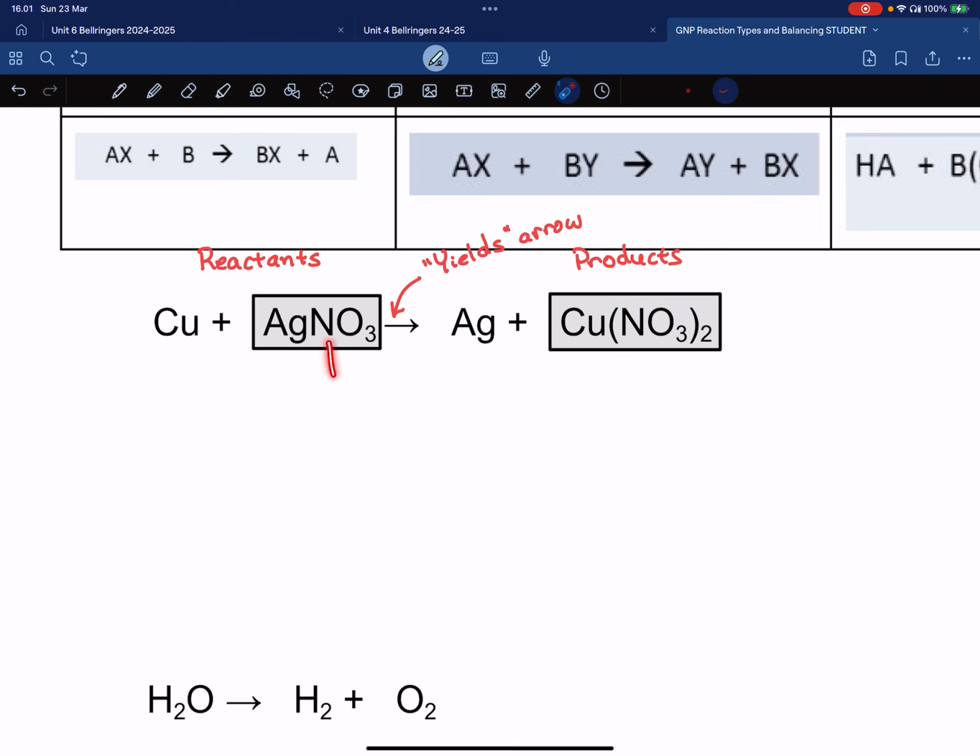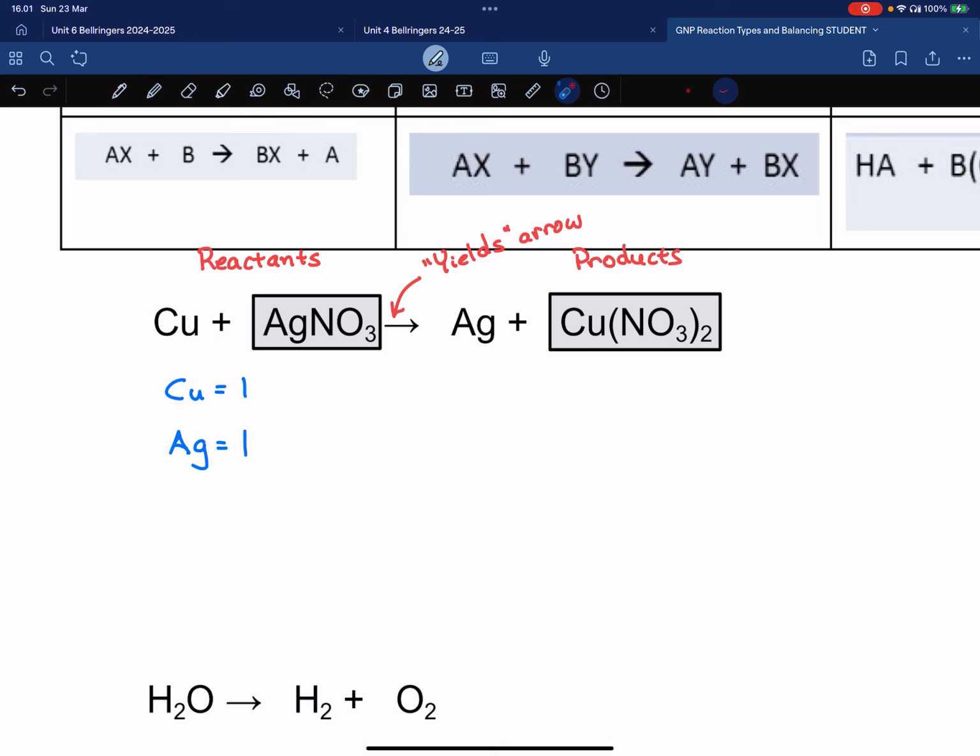You don't get to decide that silver nitrate is not AgNO3. You don't get to decide that copper nitrate is not Cu(NO3)2. So hands off everything there. Now we're simply going to count the atoms on both sides. So copper, there's one of them. Silver, there's one of them.